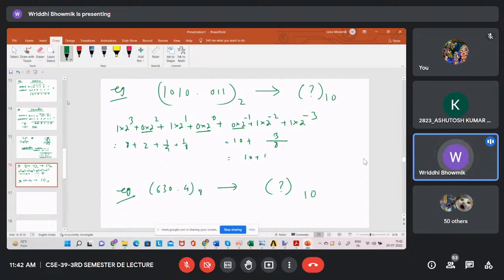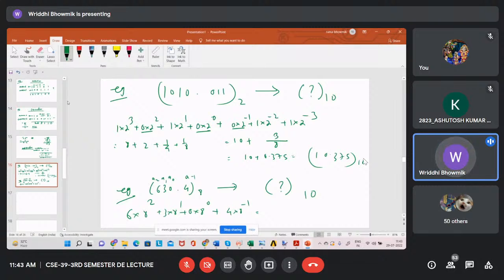This is actually 10 plus 0.375. So 10.375 is simple. Next, octal system. You have to multiply the coefficients with the power of 8 and then you have to add. So 6 into 8 square, because it is 0, 1 and 2, plus 3 into 8 to the power 1 plus 0 into 8 to the power 0 plus, this is a minus 1, so 4 into 8 to the power minus 1. So this is how much?